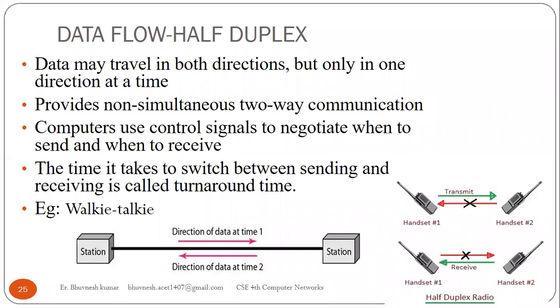For example, half duplex is your walkie-talkie. Here there are two stations: this is station one, and this is station two. If station one is sending the data, station two will receive it. After receiving, the second station will send data to station one. This is half duplex. A walkie-talkie is an example.